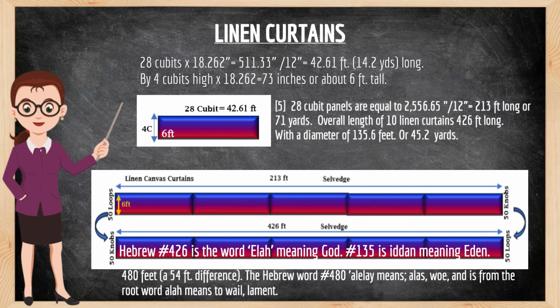Whereas if we used the larger royal cubit, there would be an overall total of 480 feet, a 54-foot difference. Now, the Hebrew word number 480 is Elah, meaning alas, woe, and is from the root word Allah, meaning to wail and lament. So the Hebrews used the 18.262-inch cubit in the construction of the tabernacle, as it has Yahuwah's seal on it.